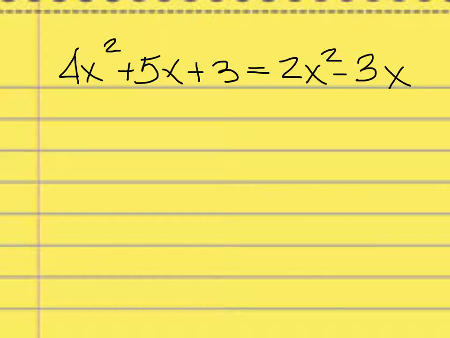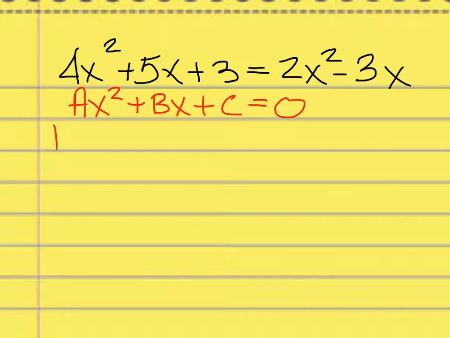I have to get this into the proper form. It must be ax squared plus bx plus c equals 0. I need all of my x squares on the left. I have a 4x squared on the left already. This one must go over with it. When it crosses the equal sign, it will change operations.